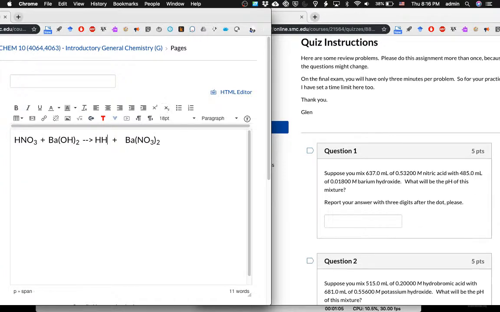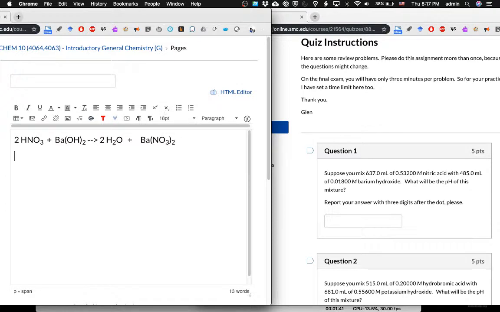Actually, I think I'm going to balance it first and then write H2O. So let's balance it first. I got an H here, an H here, an OH here, and I need two OHs here because there are two OHs there. I got a Ba here, I got a Ba there. I got two nitrates, so that means I need to have two Hs. And there are two H's here. So that's good. Now it's balanced. Now I can change this back to H2O. Okay, so I have a balanced chemical equation.